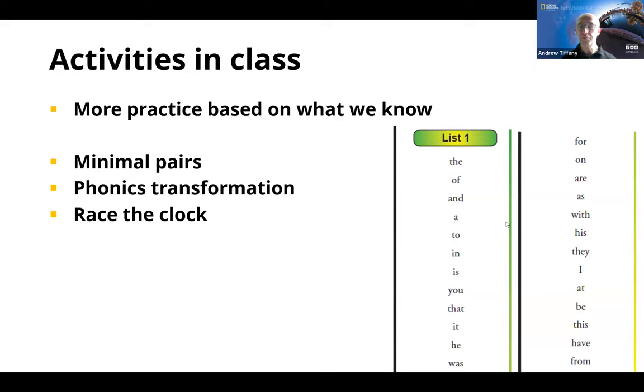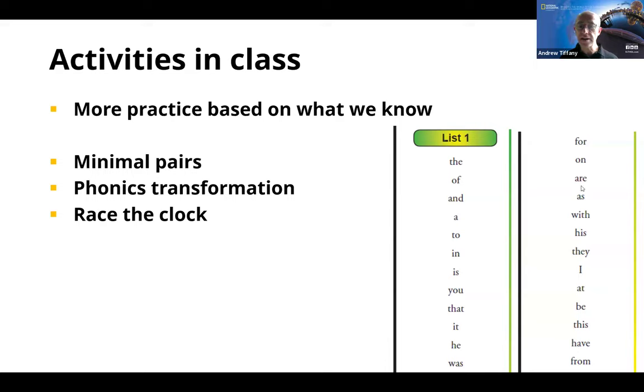Okay. After a while, I might say, okay, we're going to change it. So now you've got to go backwards through the list. So from have, this, be, at, I, they, his, with, and so on. Or maybe go left, right, left, right. So for, the, on, are, of, as, and, with, his, too, and so on, down the list, right? The point is that the students are just getting lots and lots of practice doing this kind of thing, and it builds up their automaticity with these words.